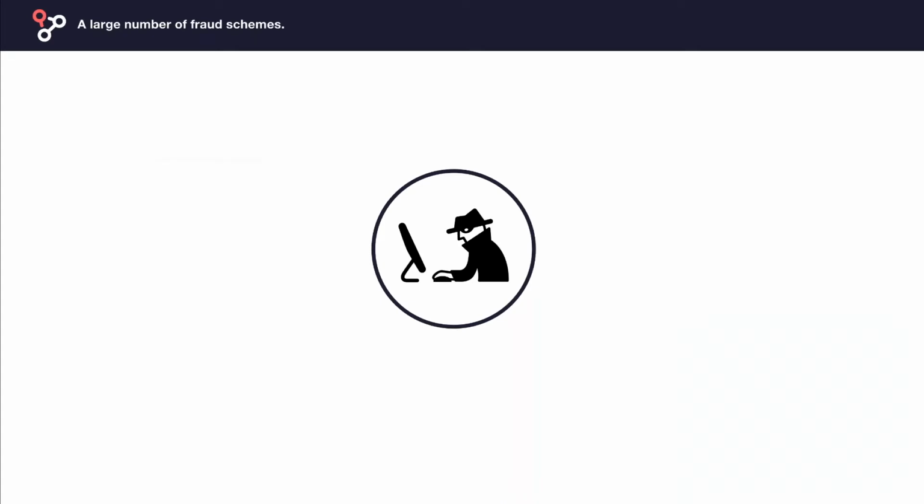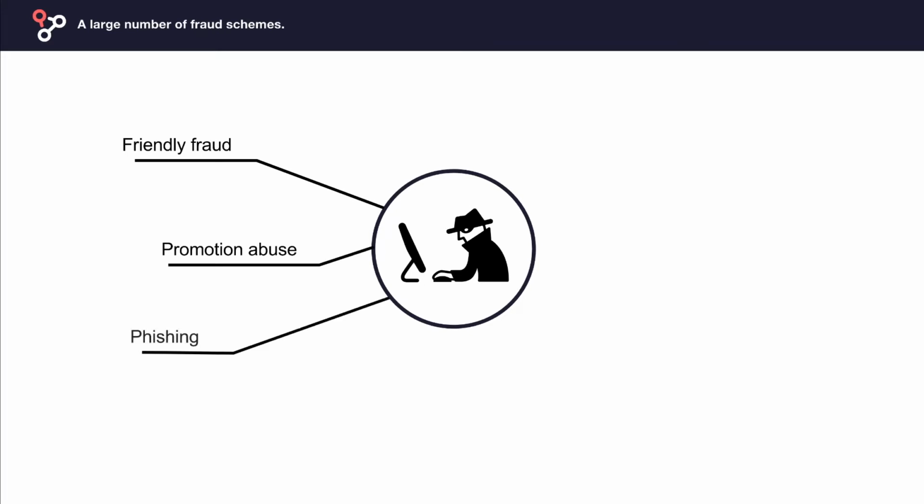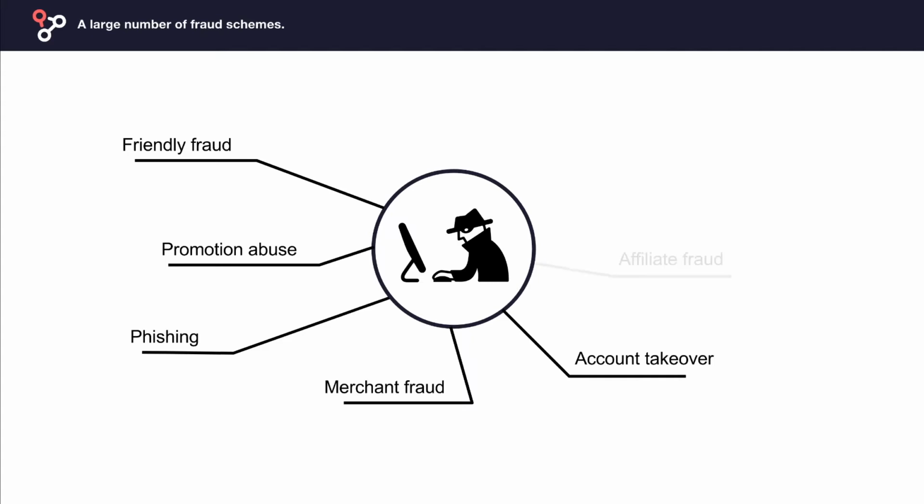Among the most common schemes, we can find friendly fraud, where a merchant receives a chargeback because the cardholder denied making the purchase or receiving the order, and yet the goods were often actually received. There is also promotion abuse or phishing, which is a common practice of sending fake official emails to steal sensitive information. We can find merchant fraud when a fraudster offers goods at very cheap price but never actually ships them. We also have account takeover when a fraudster is using another person's account to obtain products and services.